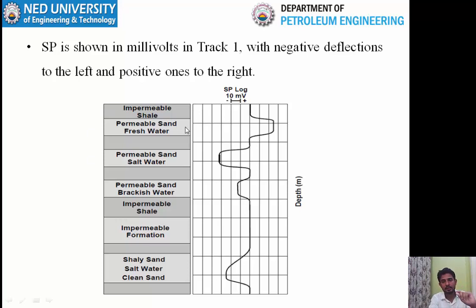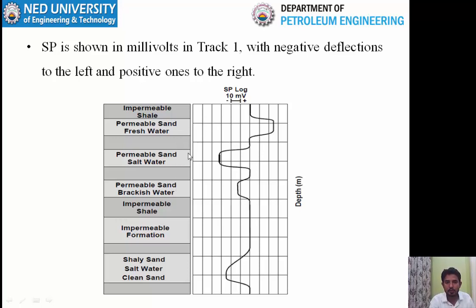So this detection of permeability should be used qualitatively, just for the identification that these zones are permeable zones, because against this zone you have the deflection, but the deflection will not help you in calculating the number of the permeability, that whether it is 10 millidarcy permeable zone or 100 millidarcy permeable zone. So you cannot calculate exactly the number of the permeability, that how much this zone is permeable.